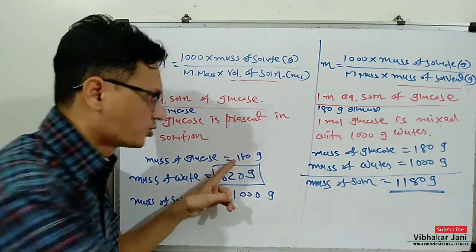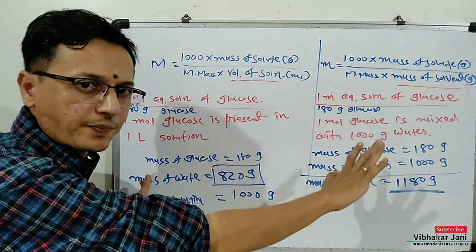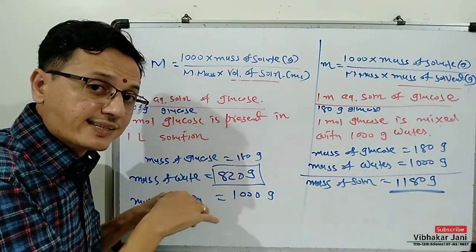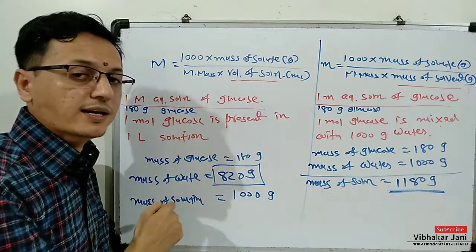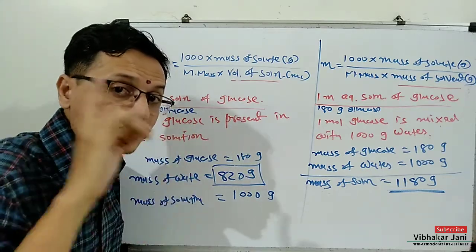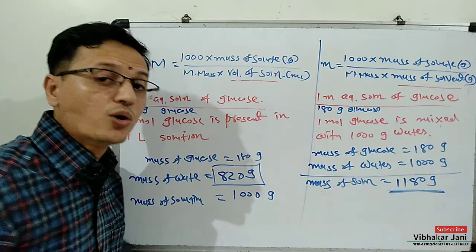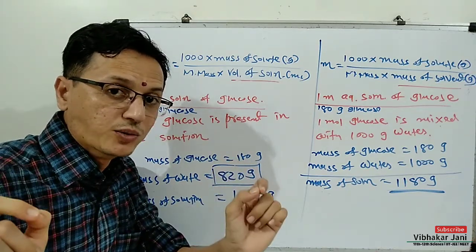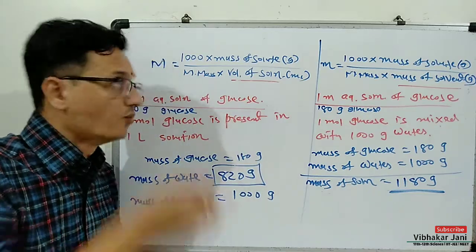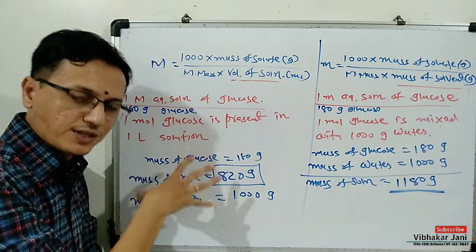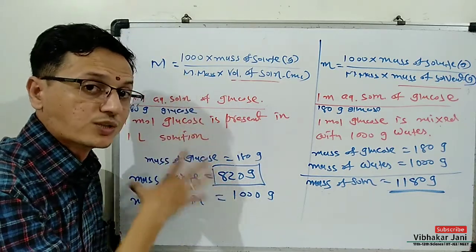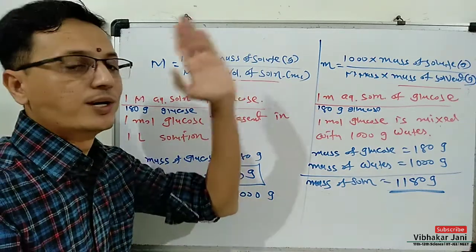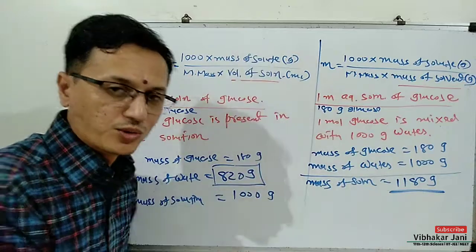Though the amount of solute in both the solutions are same, but the amount of solvent is different, and it is less in case of 1 molar. Therefore, 1 molar solution is sweeter than 1 molar. Or in other words, very important statement I am going to tell you. The statement is 1 molar aqueous solution of glucose is more concentrated than 1 molar aqueous solution of glucose.